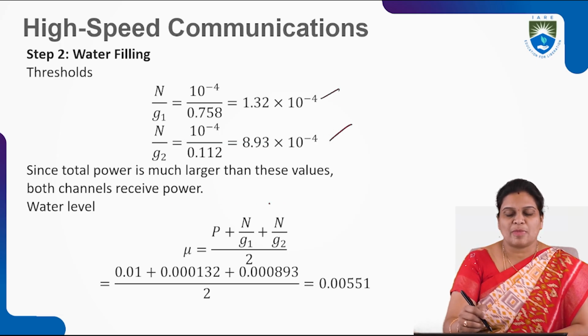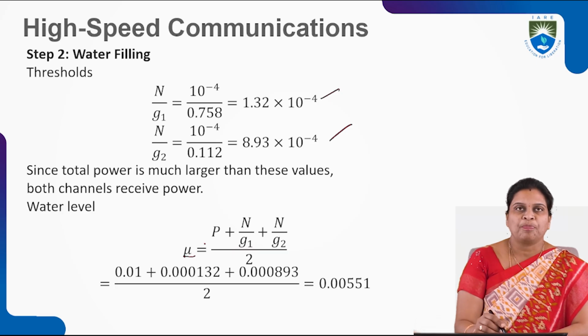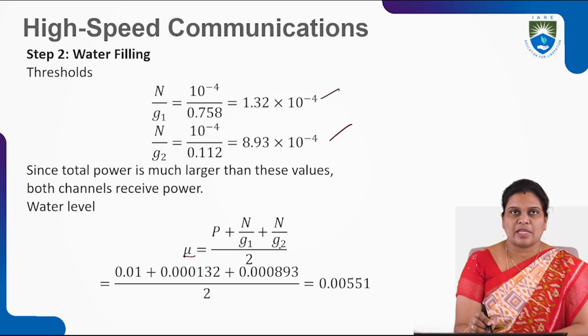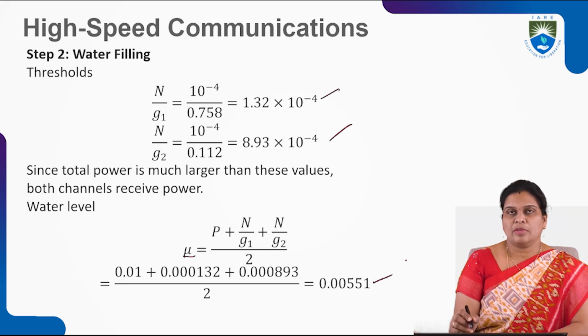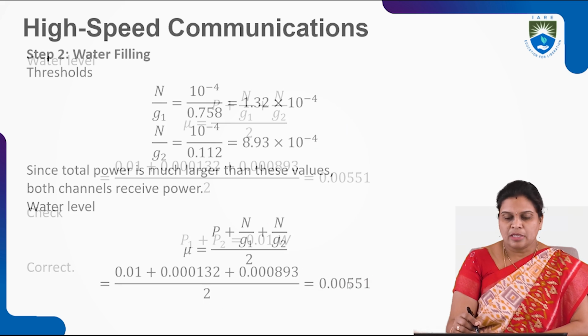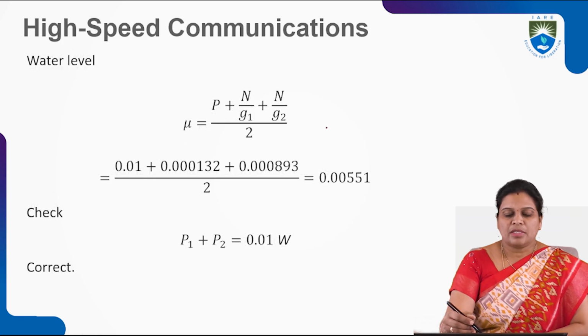Since the total power is much larger than these values, both the channels receive power. Now finding the water level, denoted as mu equal to P plus n by G1 plus n by G2, divided by 2. So P is 0.01, n by G1 is 1.32 into 10 power minus 4, and n by G2 is 8.93 into 10 power minus 4, by 2 equal to this one. This is step 2.